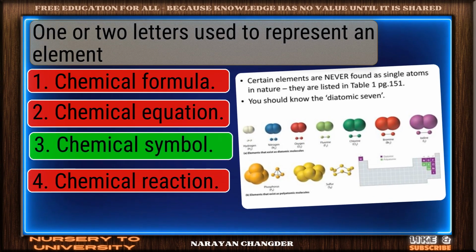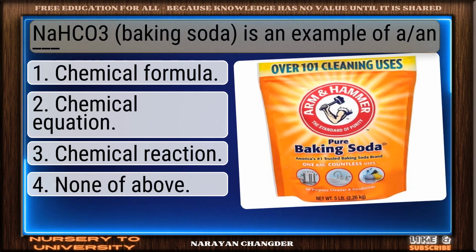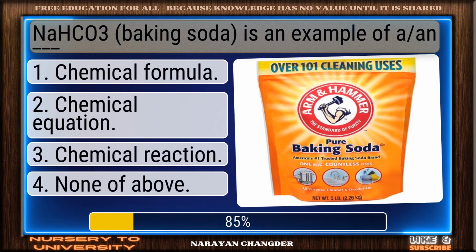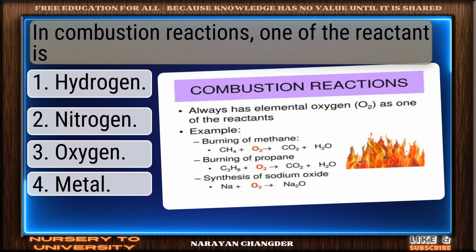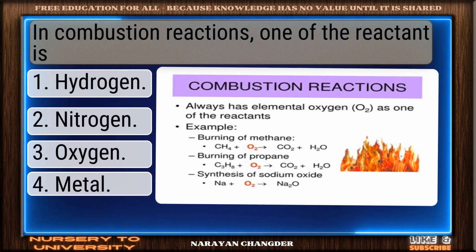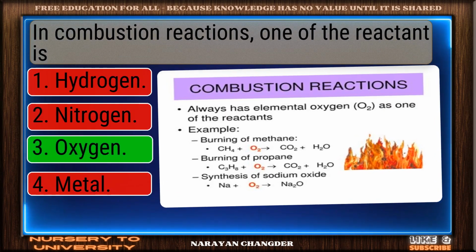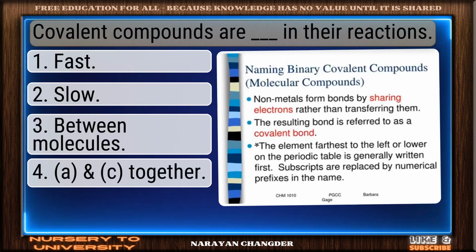Smart move. Chemical symbol is an accurate answer. NaCl3 is an example of a dash. Valid point. Chemical formula is true. In combustion reactions, one of the reactants is. Nice selection. Oxygen is the correct and valid answer.